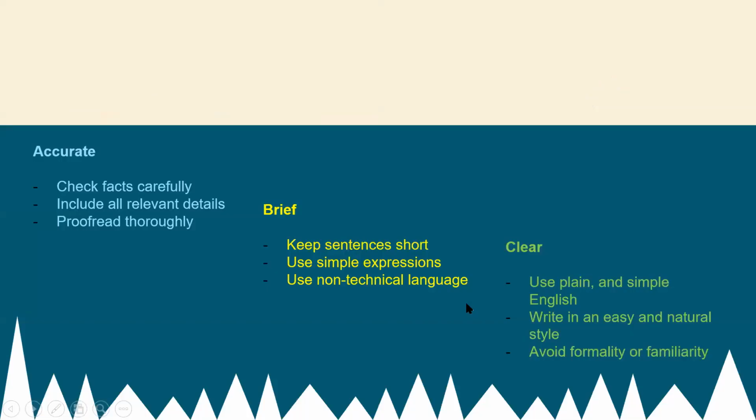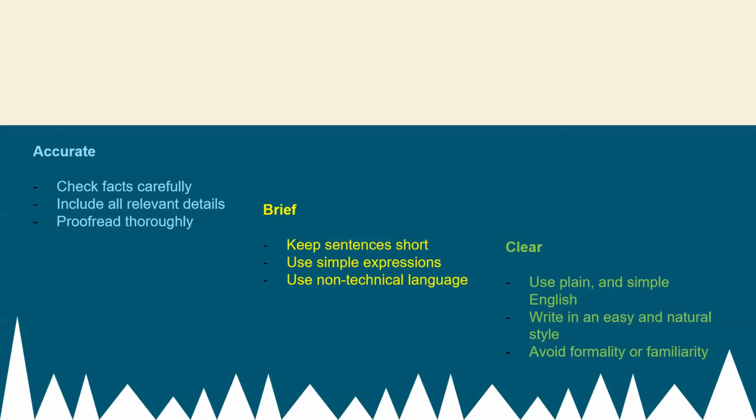The easiest way of remembering language and tone in a business letter is ABC. So we have accurate, brief, and then clear. Accurate, it should be factual. So you need to check the facts carefully. You should include all relevant details. And then you need to proofread to make sure that you have no grammatical error, misspelling, mistype, or missing information.